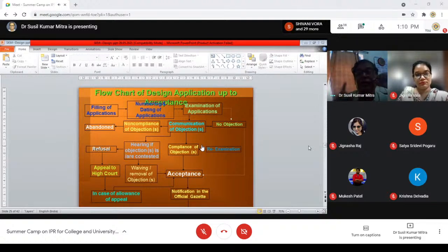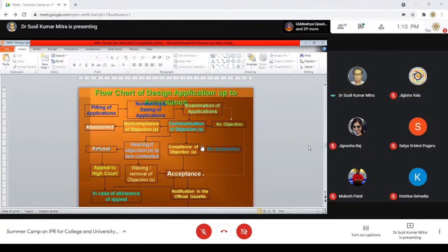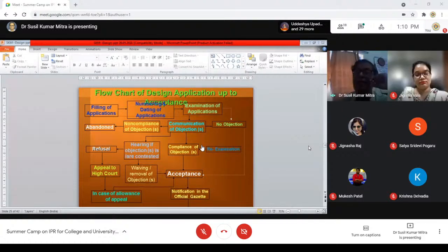After the examination report is issued, within 6 months you have to comply with the requirements of the office. If you comply, then your application will be registered, your design will be notified in the patent office journal, and thereafter the certificate will be issued to you. So 6 months is the time by which you can get the registration.